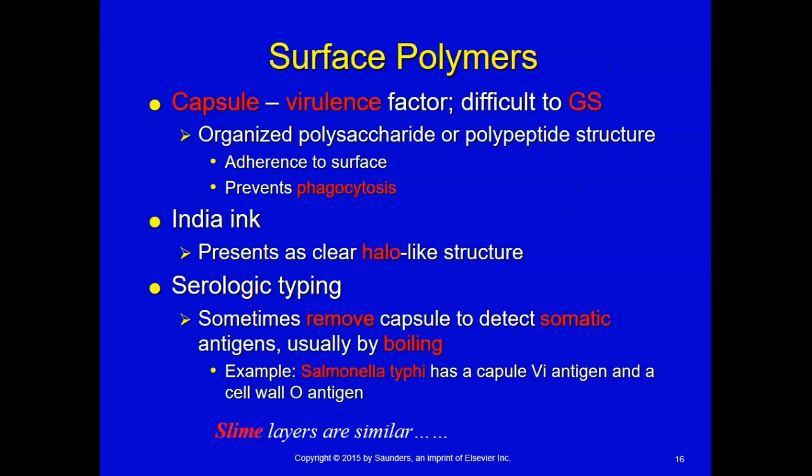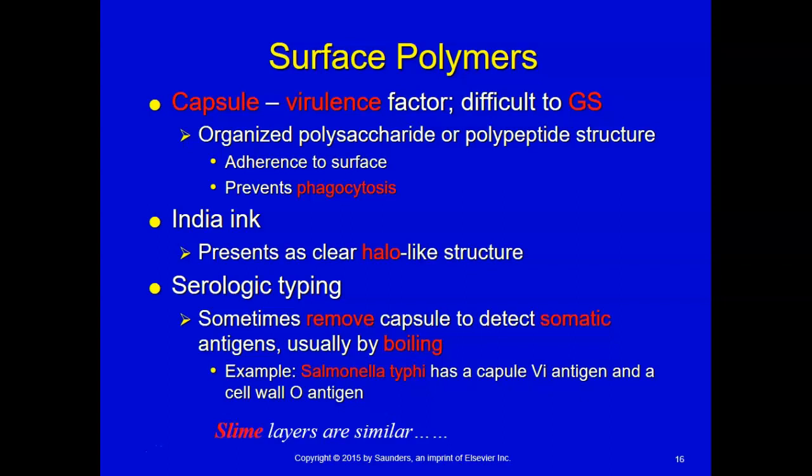All right. Some bacteria may have a capsule. This is a major virulence factor. It's the thing that gives bacteria their special powers. This is difficult to gram stain, and this virulence factor is important because this capsule helps bacteria evade phagocytosis. And it's important to know which bacteria have a capsule.